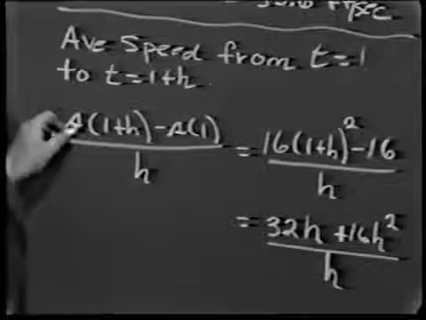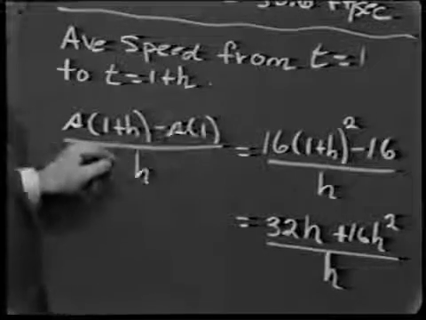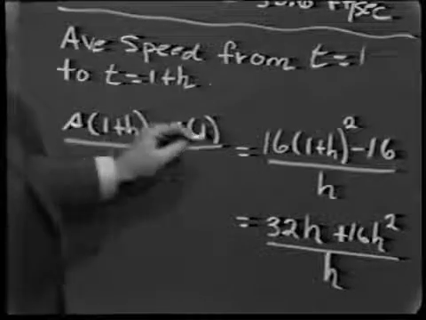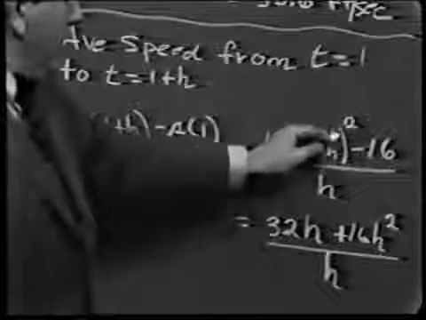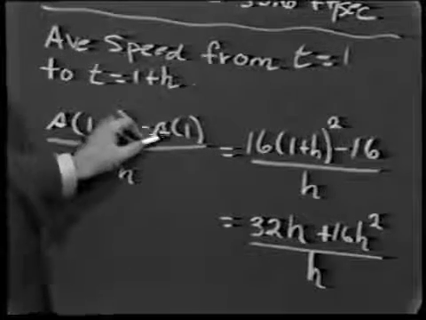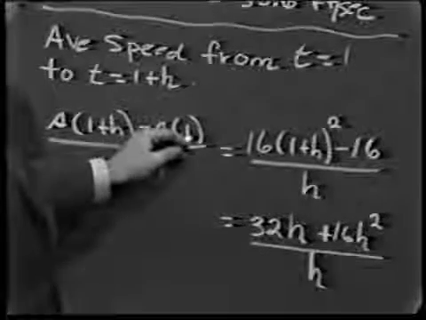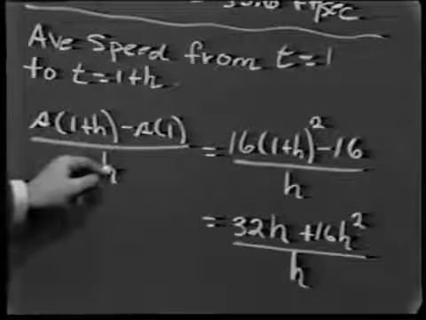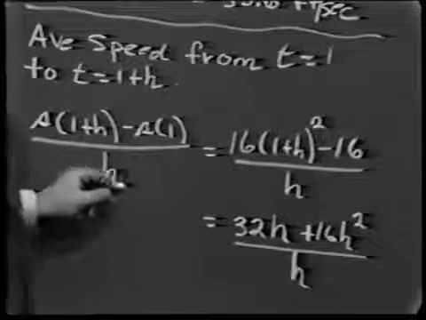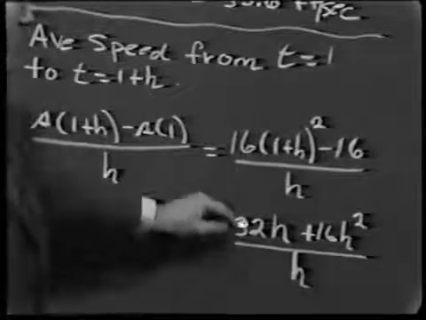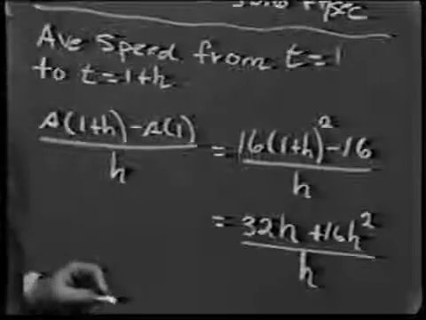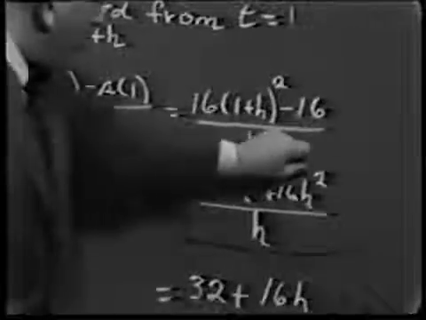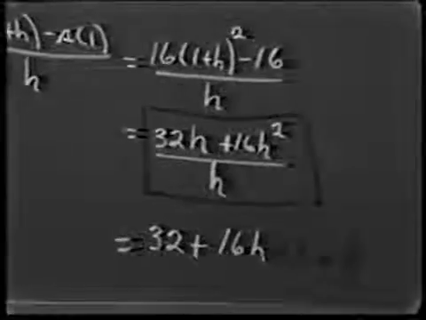Well, again, we mimic exactly our procedure of before. We feed in t equals 1 plus h and compute s, which of course is 16 times (1 plus h) squared. Then we subtract off the distance that the particle had fallen when t is 1. That's 16 feet. We divide by the length of the time interval. Well, between 1 and 1 plus h, the time interval is h. We simplify algebraically, and we wind up with this particular expression, (32h plus 16h squared) over h.